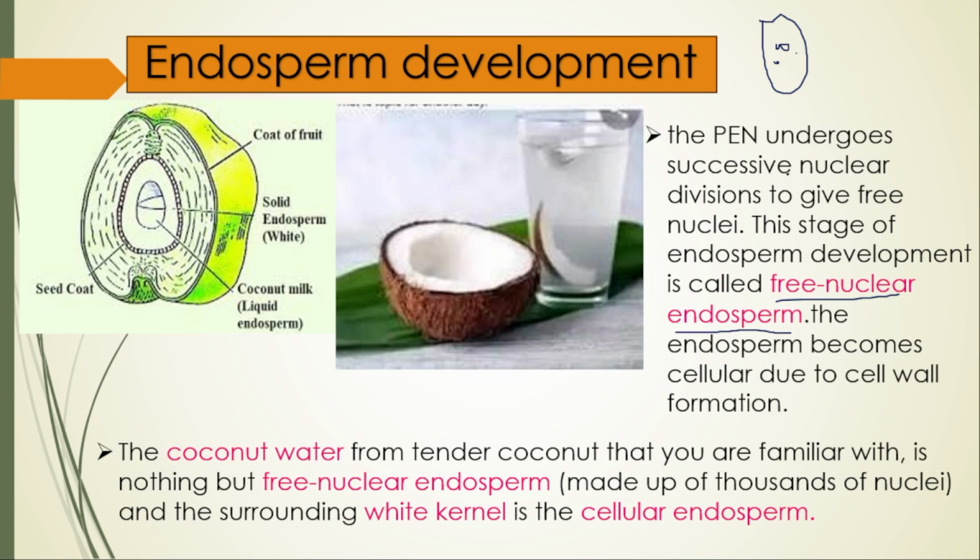In the PEC, the primary endosperm cell, there is a PEN, the primary endosperm nucleus. That nucleus is only dividing. There is no formation of cell wall after dividing of the nucleus. So the endosperm becomes cellular due to cell wall formation later on. The coconut water from the tender coconut that you are very familiar with is nothing but the free nuclear endosperm. Whatever water we drink is coconut water, made up of thousands of nuclei, which are 3n in number, isn't it?